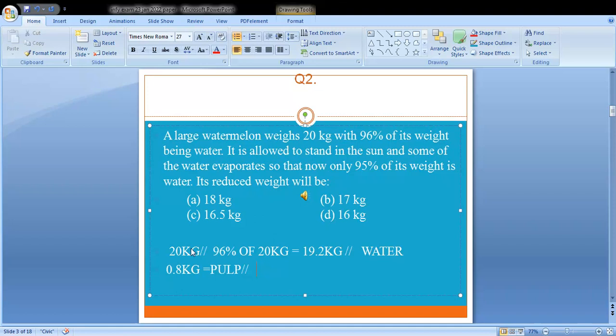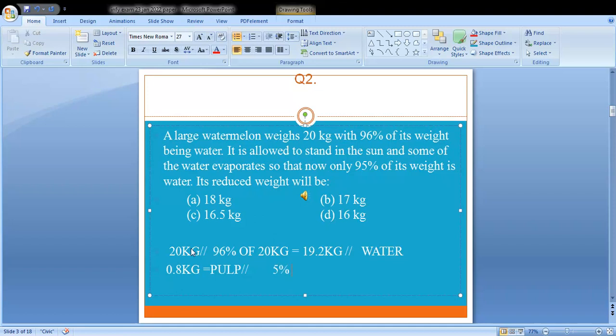Now only 95% of its weight is water. Previously it was 96%, now it is 95%. The pulp is 0.8 kg. Now its weight, which was 20 kg, is reduced to how many kgs? 95% of its weight is water, so 5% will be pulp.